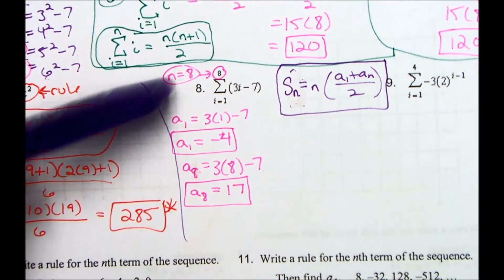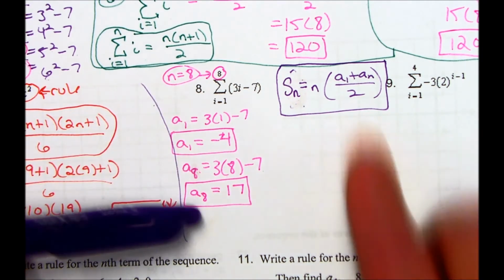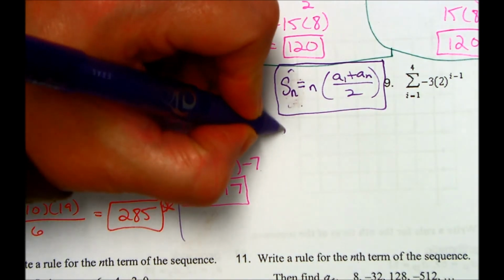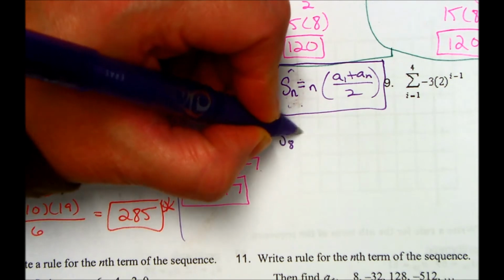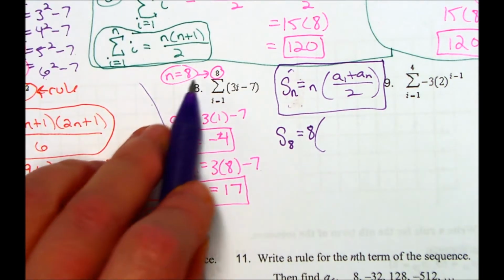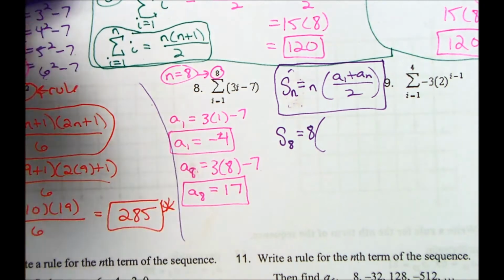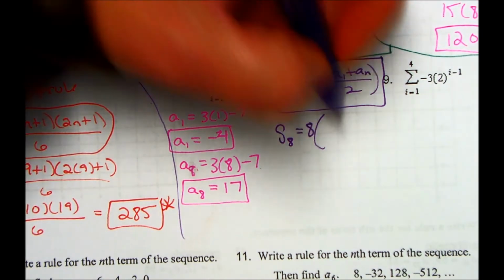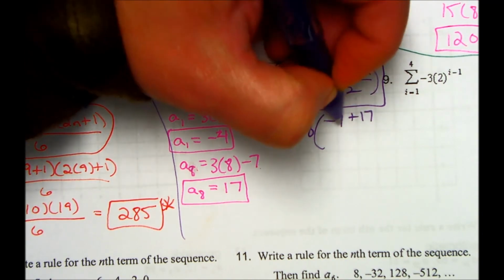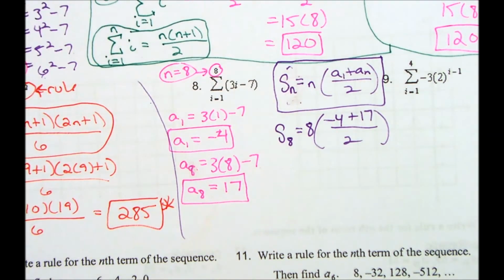So now that we have n, a sub 1, and a sub n, we can now plug it into our sum formula. So the sum of the first 8 numbers is going to equal 8. Again, we got the 8 from our upper limit. That's our n. And then we add the first and last terms together. So negative 4 was the first term, and then 17 is our last term, divided by 2.